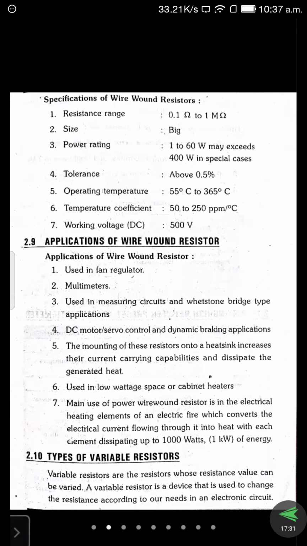So where is the wire wound resistor used? Applications. First, we use it in fan regulators. Fan regulators, this type of resistor is used.